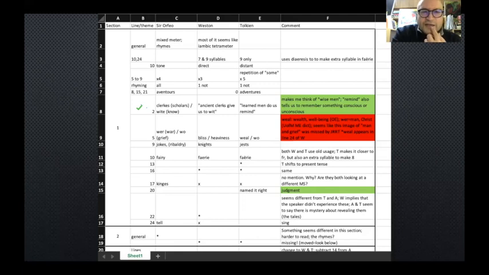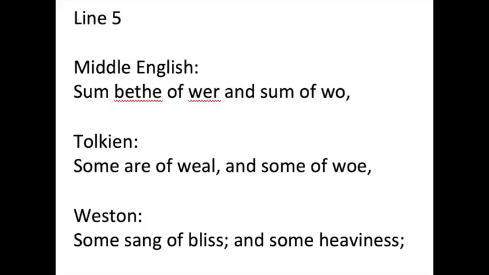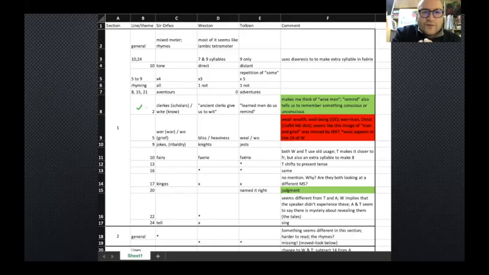And you see in the Sir Orfeo Middle English version, you have war and grief, whereas Weston translates it into bliss and heaviness. So you have two negative images, war and grief. Weston has bliss and heaviness, kind of contrasting images. And if you look at wheel as being wealth or well-being, Tolkien has a similar kind of positive and negative juxtaposition here.